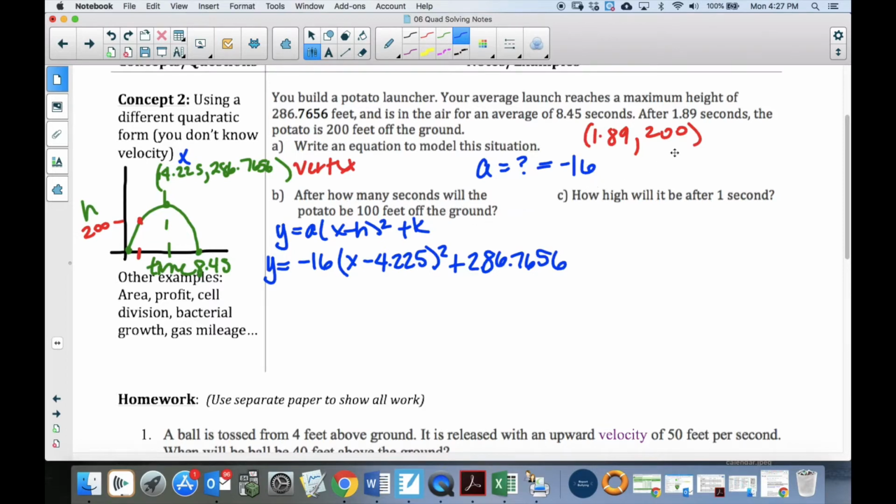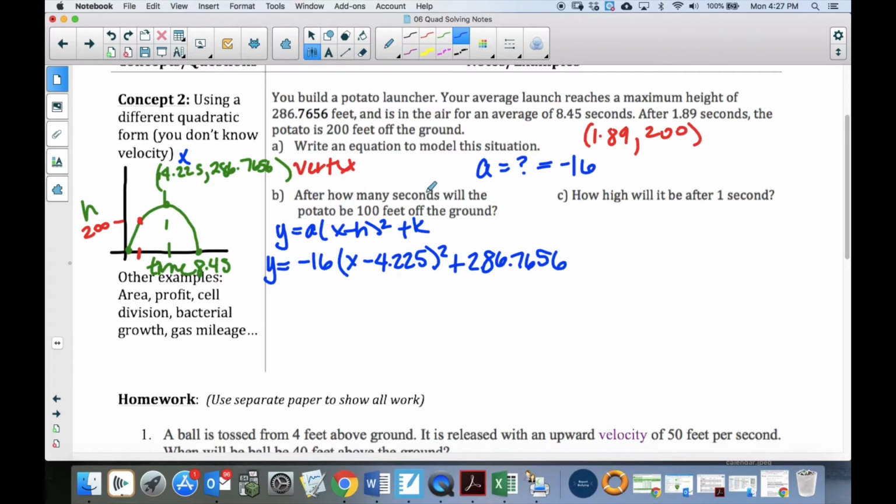Well, a couple things. Do you see how we had 1.89 with a 200? And so maybe it's just half of that. But actually it's not. That's not the way gravity works. Gravity is acceleration. And we have a parabola, so it's following a parabolic path. It's not going linear. If it was linear, we could just divide this in half and we'd have our answer. But it's not linear. It's parabolic. So we have to plug in some numbers.